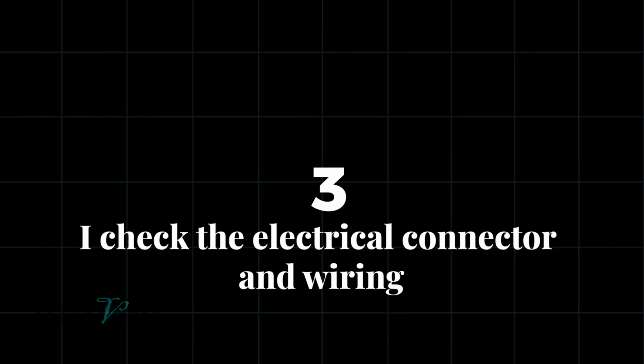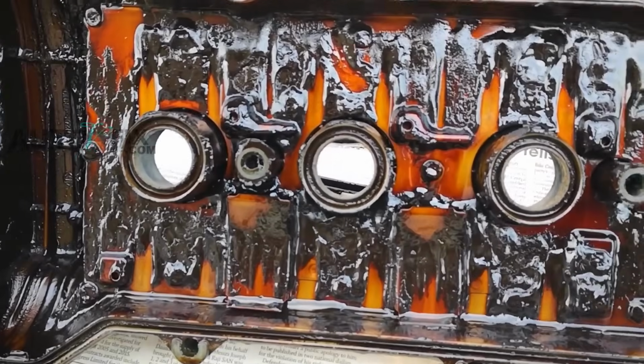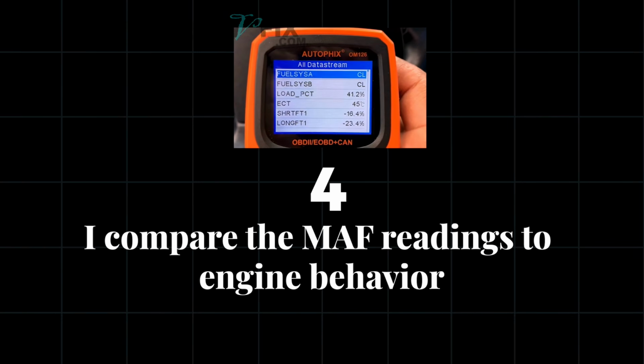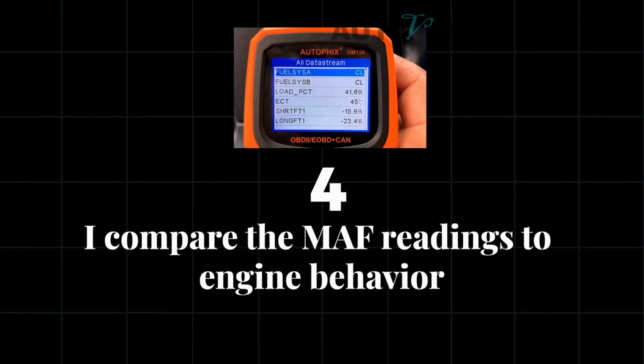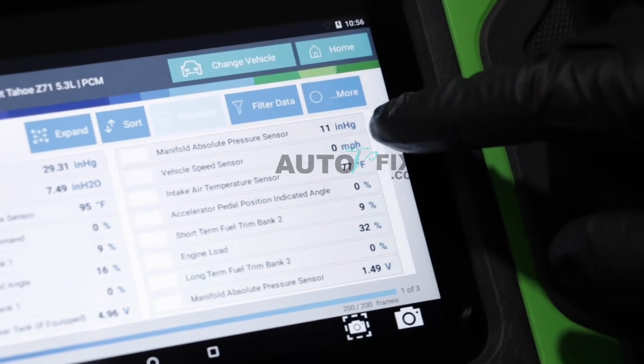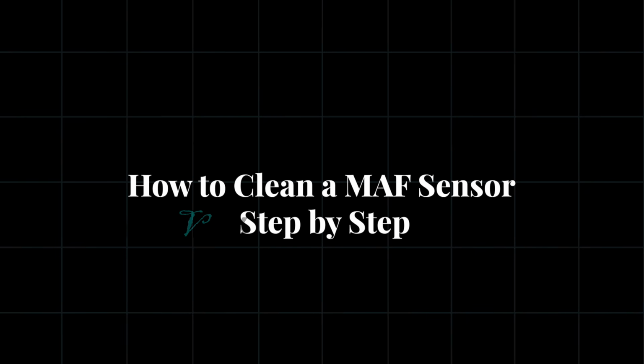Third, I check the electrical connector and wiring. Loose pins, corrosion, damaged wiring, or oil contamination can all affect the signal. Fourth, if I have access to scan data, I compare the MAF readings to engine behavior. If the readings look obviously wrong for idle or throttle input, that gives me more confidence I am chasing the right problem.